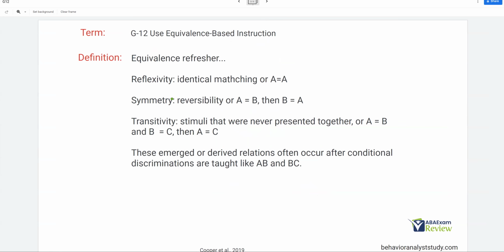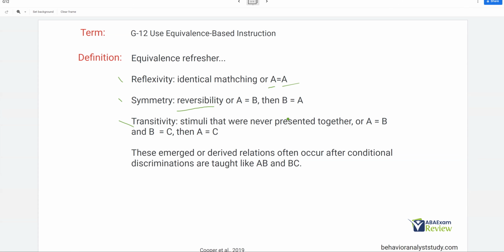All right, so quick refresher on equivalence or stimulus equivalence. Our three ideas are reflexivity, symmetry, and transitivity. As you can see, when we talk equivalence, we're talking relationships between stimuli. A equal to A, so identical matches. Stimulus A has a relationship with stimulus A. They're identical. Symmetry, reversibility. A equals B, therefore B equals A. This is the relationship between those stimuli.